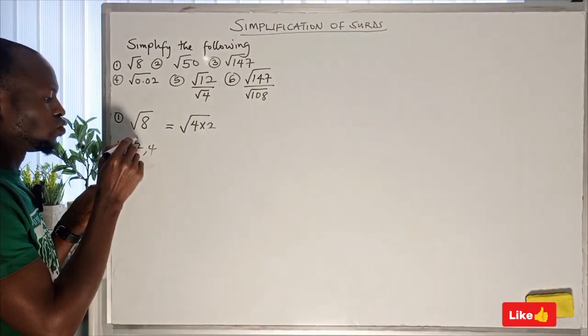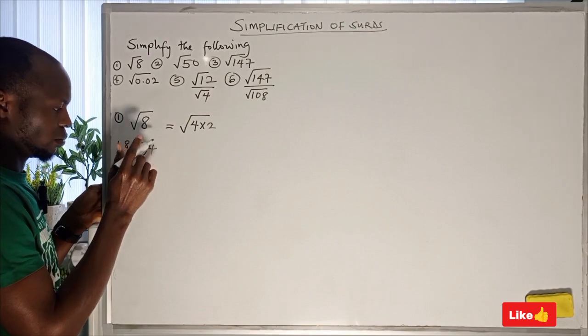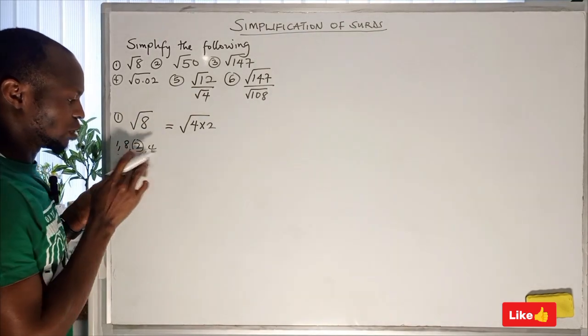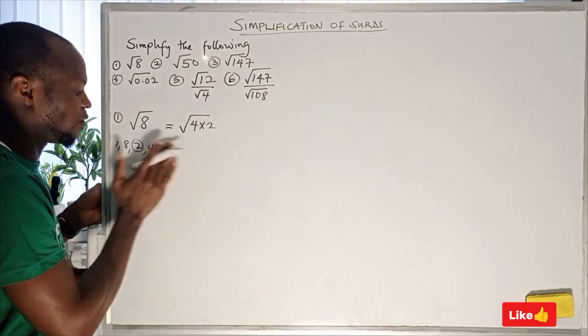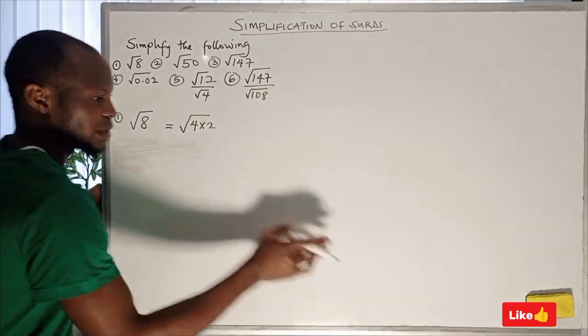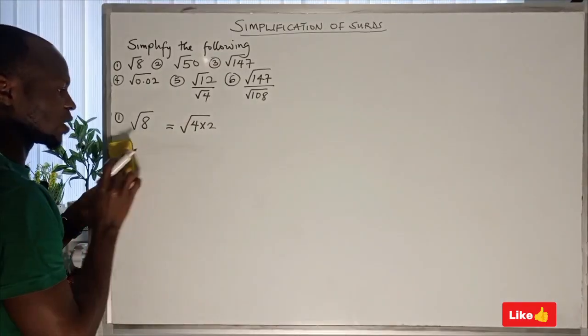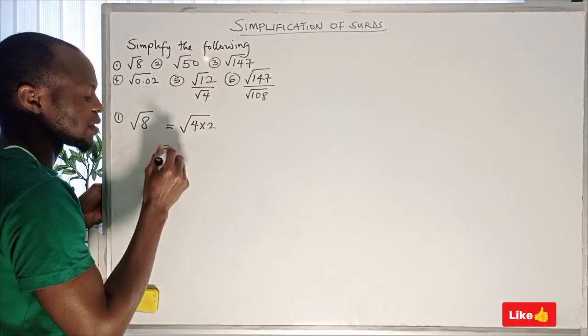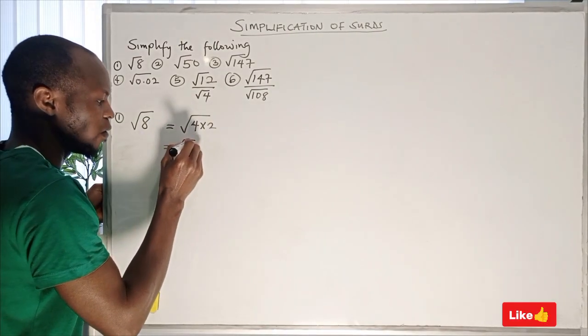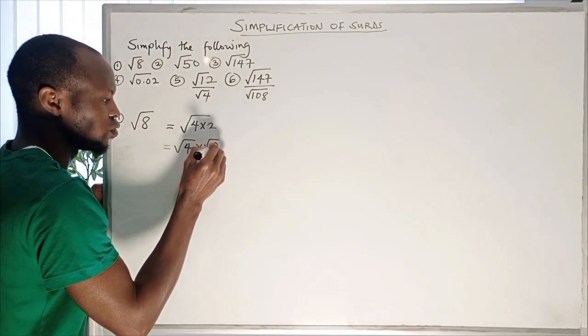If I use 2 and 4, okay? 2 times 4. 4 is a perfect square. 2 is not a perfect square. So that's why I'm using 4 times 2. All right. Now, 4 times 2 will give me 8. And this is the same thing as surd 4 times surd 2.